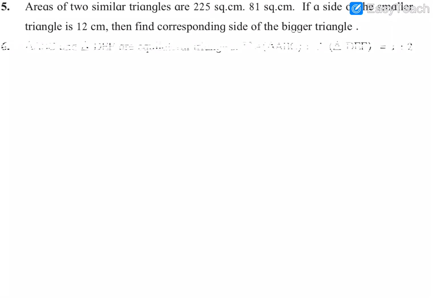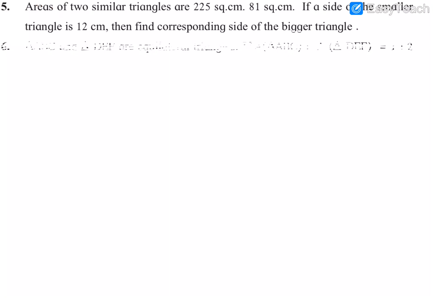So we are going with the next question, question 5 of the practice. The areas of two similar triangles are 225 square centimeters and 81 square centimeters. If a side of the smaller triangle is 12 centimeters, then find the corresponding side of the bigger triangle. So what is given in the problem? Two similar triangles, and the areas of both triangles are given, and also one side of the smaller triangle is given. We have to find the side of the bigger triangle corresponding to that side.